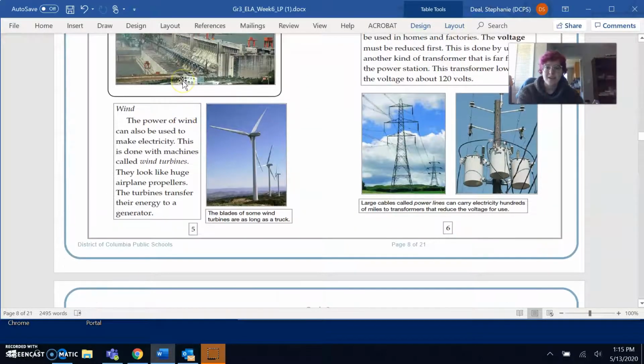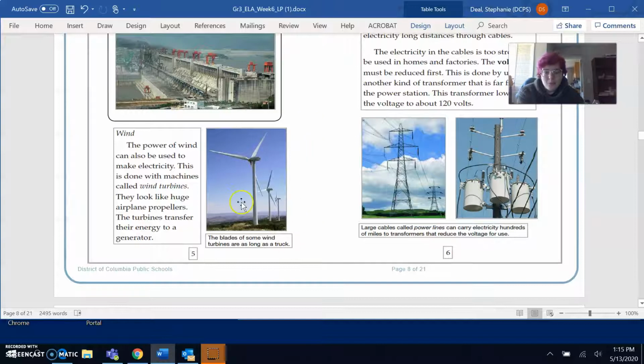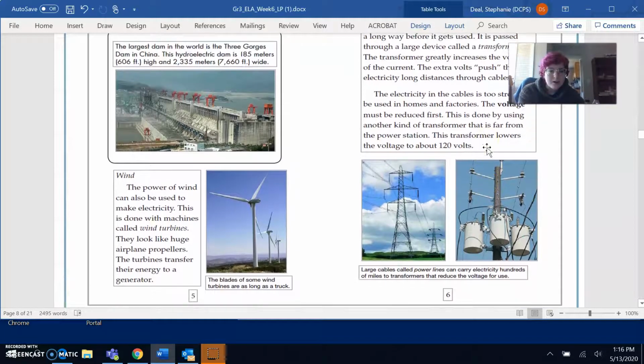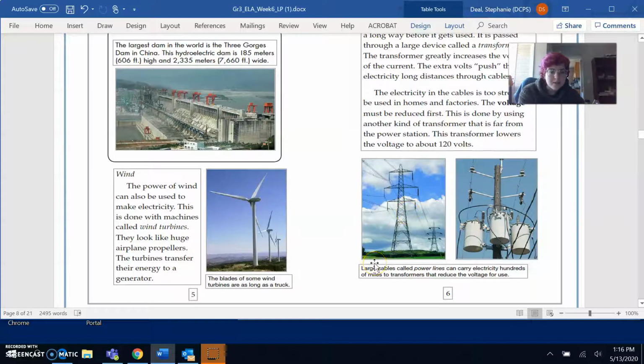Wind. So let's look at the picture for wind. So I see the large wind turbine. The blades of some wind turbines are as long as a truck. A wind turbine. So the large propellers that spin, and these make electricity. And then in the other picture, there are electric cables. Large cables called power lines can carry electricity hundreds of miles to transformers that reduce the voltage for users.